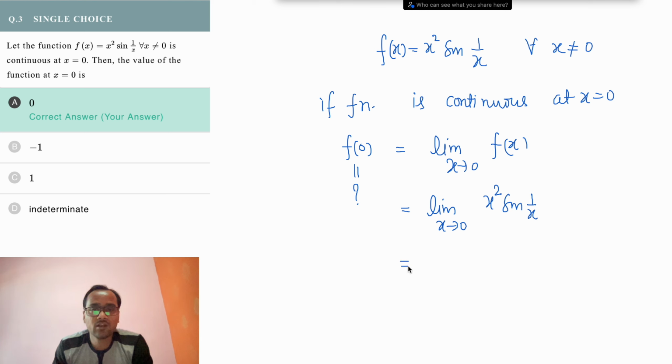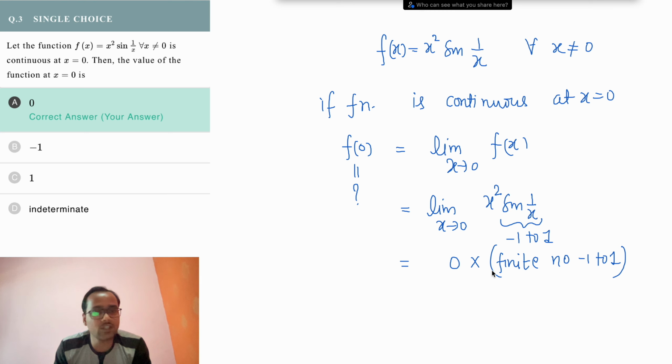Now to solve this limit, let's put x equal to 0 here. If you put x equal to 0, this term will become 0. But sine of 1 by 0, that means sine of infinity. And we know that the sine is always between minus 1 to 1. That's a finite number. So sine of 1 upon 0 means sine of an angle which is approaching infinity. That will also be minus 1 to 1. So overall the limit will be like 0 into some finite number which is between minus 1 to 1.